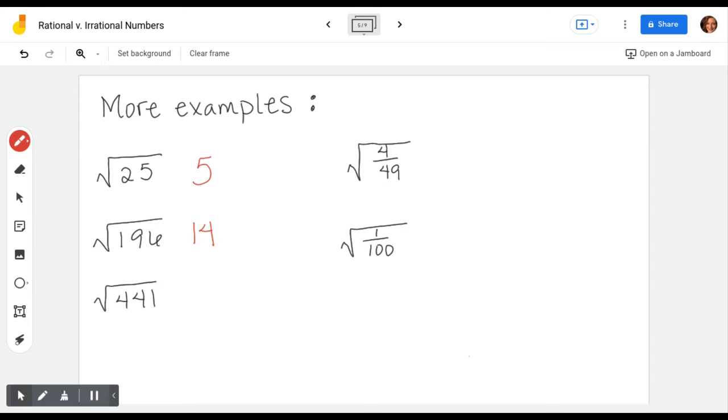The square root of 441, what do you take times itself to get 441? That would be 21. Hold on, it's not writing. There we go. When they're fractions, that really means the square root of the top over the square root of the bottom. The square root of 4 is 2. The square root of 49 is 7. So this one really means the square root of 1 over the square root of 100. The square root of 1 is 1. The square root of 100 is 10.